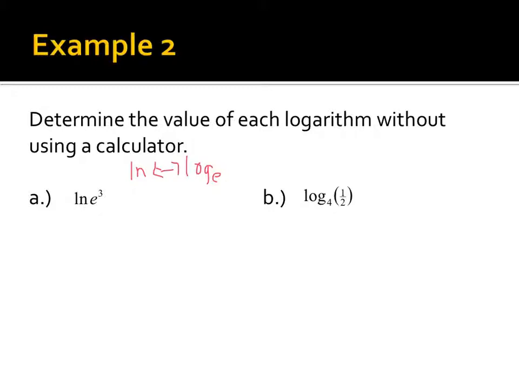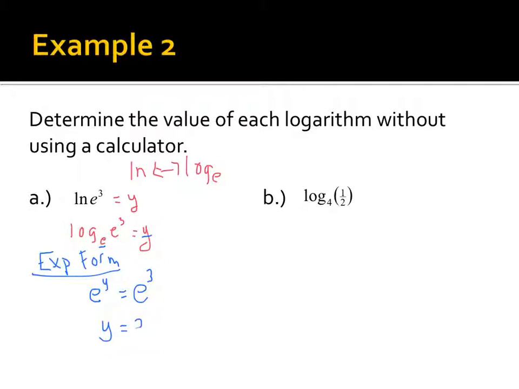So I'm going to set this equal to y, but again, I'm going to rewrite it the way that maybe makes the most sense. Log e cubed is equal to y. So let's write this in exponential form. In exponential form, I take this base, I use that power, and I write this answer. Oh, but that's really easy. It's already set, right? So now we know that y is equal to 3. There's no work to do. In fact, the natural logs are the easiest ones.